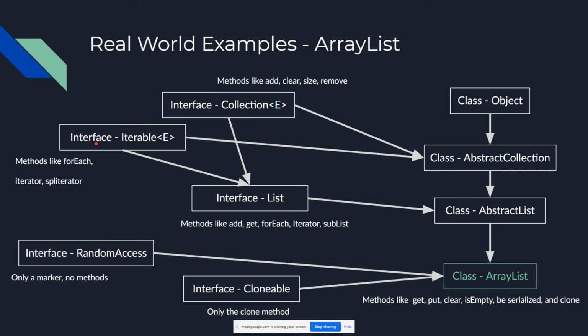And then an iterable has behaviors like forEach. You can loop through all the values of an iterable. It has an iterator method, which you can use to go through each item. It has a spliterator method, which I actually don't know and wanted to look into, but I ran out of time. And so this abstract collection implements these interfaces, right? So this abstract collection has all of these different methods that these interfaces define. Again, just like we talked about before.